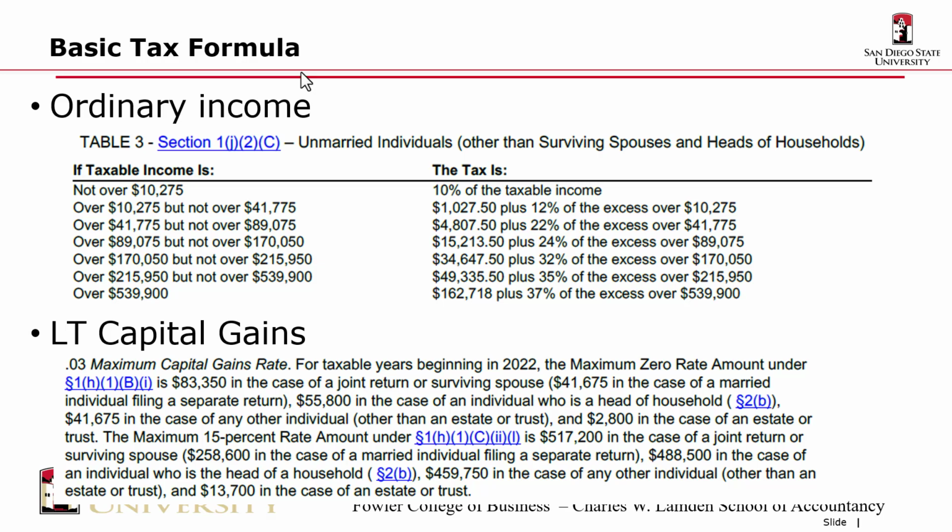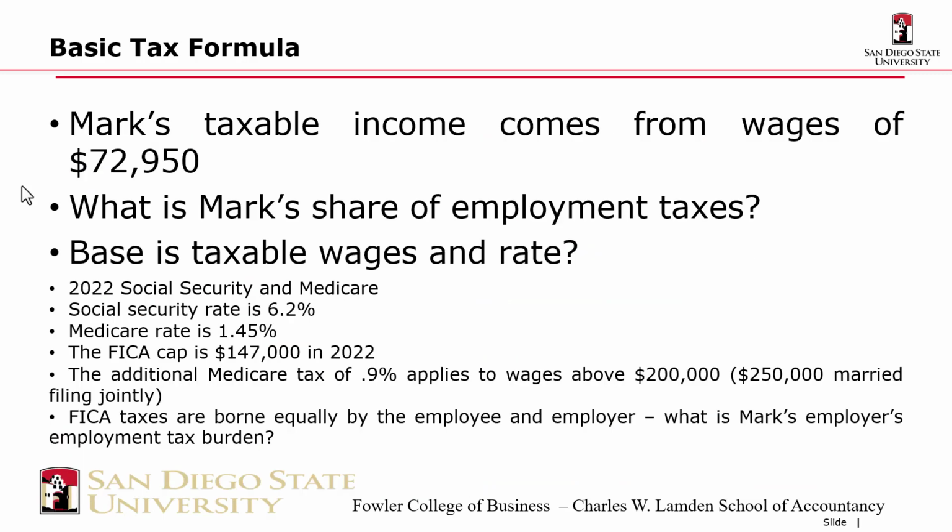Okay, so I described that, if you recall, as deceptively difficult. And that's because it kind of is deceptively difficult, right? When you get into this having to bifurcate into long-term cap gains. And we're going to see that these long-term cap gains rates apply to qualified dividends as well. Okay, so let's do another example, but let's choose a different tax this time. Let's choose employment taxes. So Mark has taxable income from wages of $72,950. And we need to figure out what is Mark's share of employment taxes.